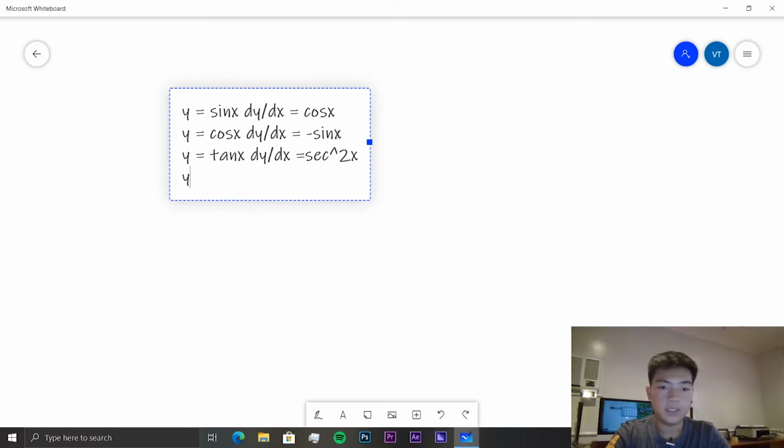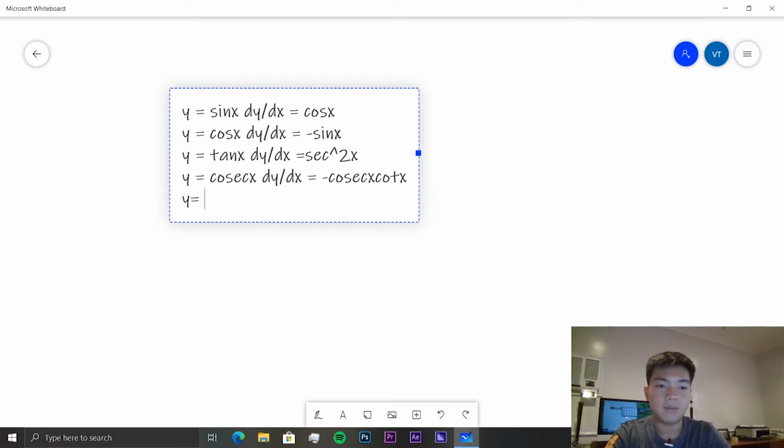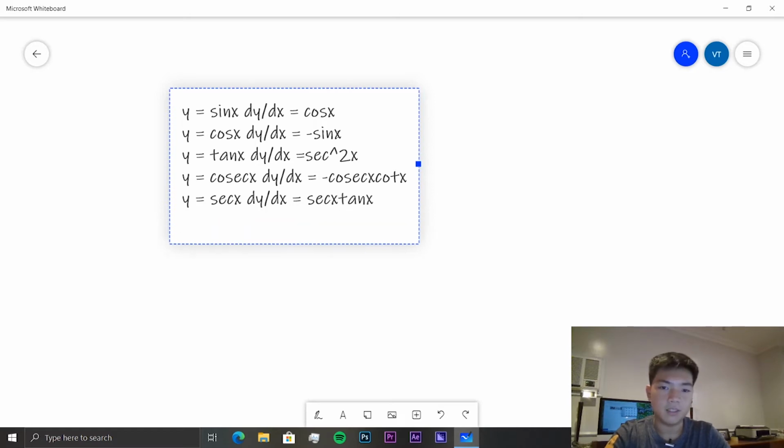Next, for the reciprocal functions, for y equals cosecant x, the derivative is equal to negative cosecant x cotangent x. So we ideally like to memorize these. Next, for y equals secant x, dy over dx is equal to secant x tangent x. We can also technically use the quotient rule for all of these. And for y equals cotangent x, the derivative is equal to negative cosecant squared x.